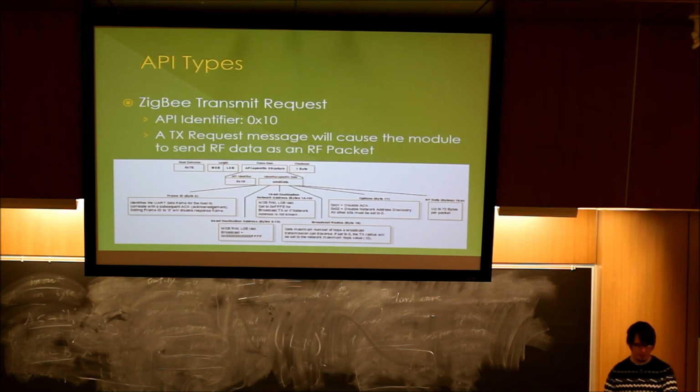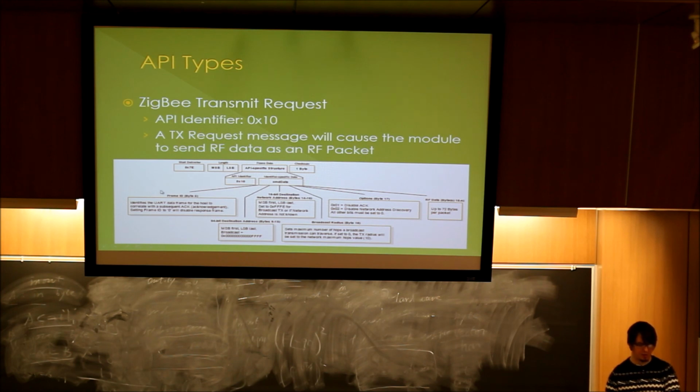So we'll look at the most basic API type, which is the ZigBee transmit request. You'll fill out the API structure, and each packet will start with an API identifier, which this one begins with 0x10, to specify a transmit request.